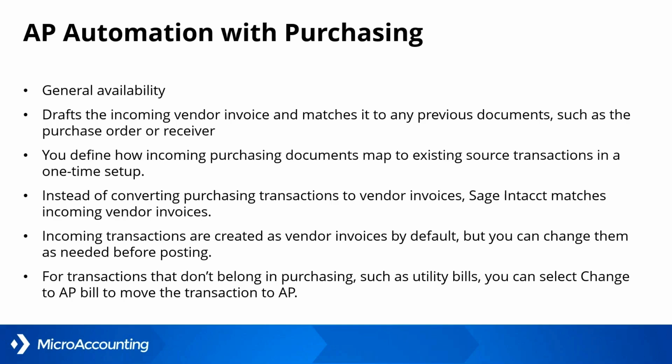You will actually define how your incoming purchasing documents map to the existing source transactions. So you'll do a one-time setup in the system that will tell the system how to match those documents when those come in. So instead of converting the purchase transaction, the receiver, or the purchase order to that next step, that purchasing invoice or vendor invoice, Intacct now will match that invoice that it gets in through email or through uploading that invoice, and it will match that to that transaction, so you don't have to do that convert step.